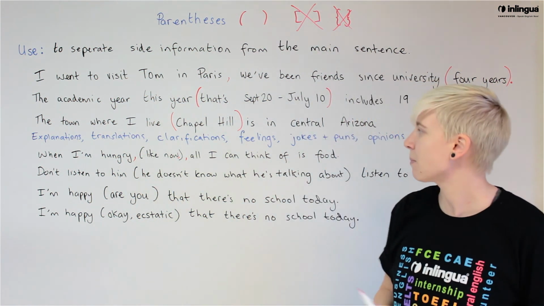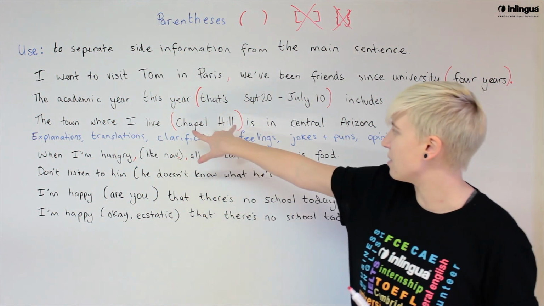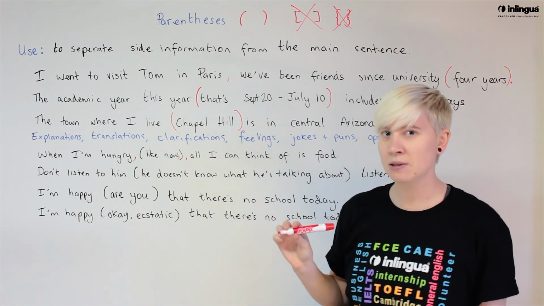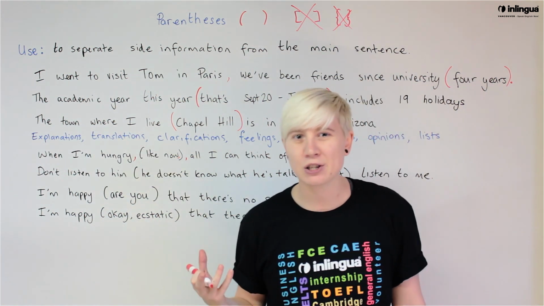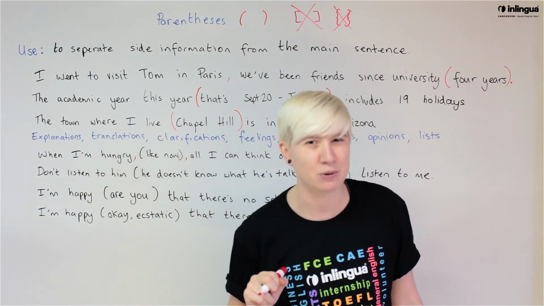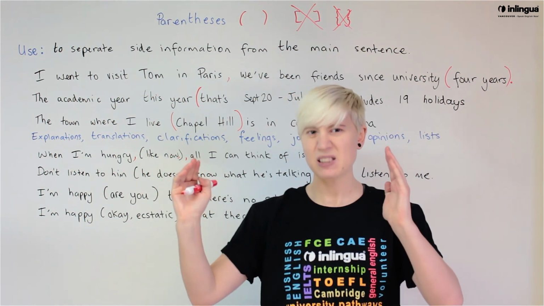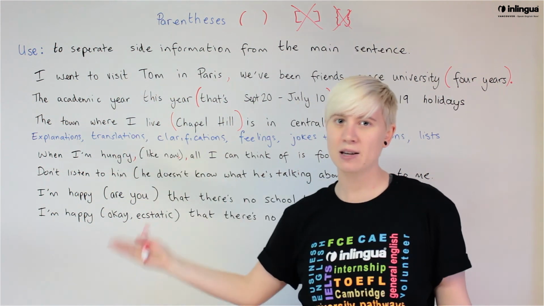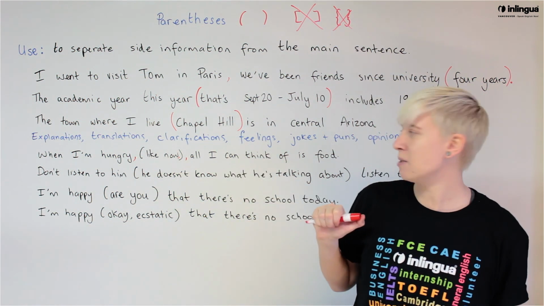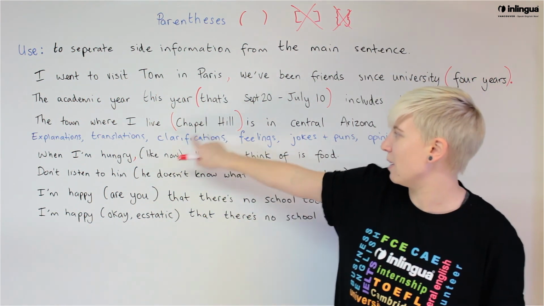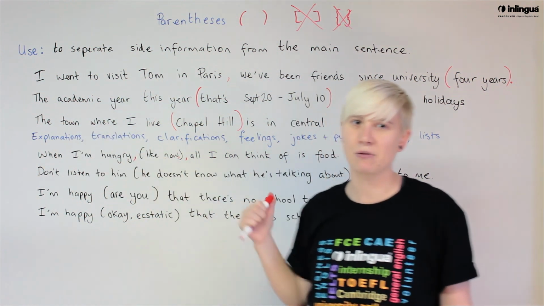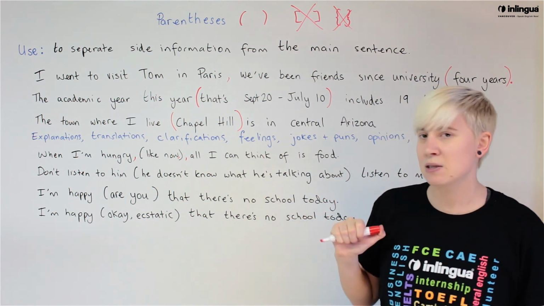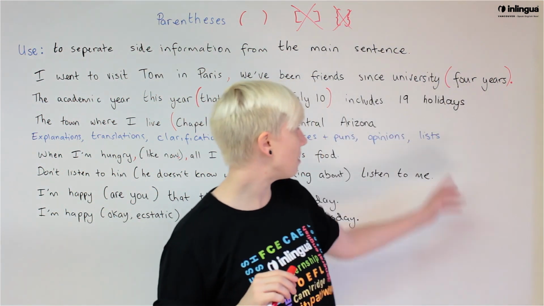It's not necessary. Okay. We often use these parentheses when we are making an explanation, okay, a translation. For example, oh, this burger cost me $10. That's £5 in British money. Okay. You can put in brackets, that's £5 in British money. That extra information is a translation from dollar to pound. For clarification, that's extra information. Okay. Chapel Hill is the name of the town where I live. I'm clarifying the name of the town. For feelings, for jokes and puns, for opinions, and sometimes for lists.